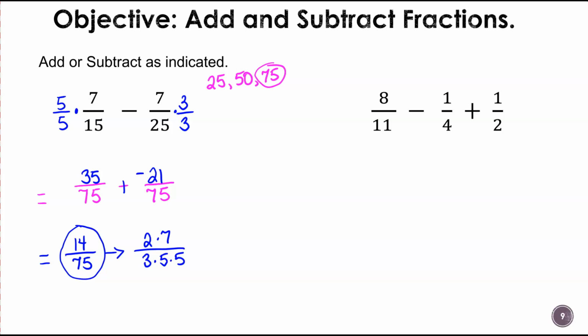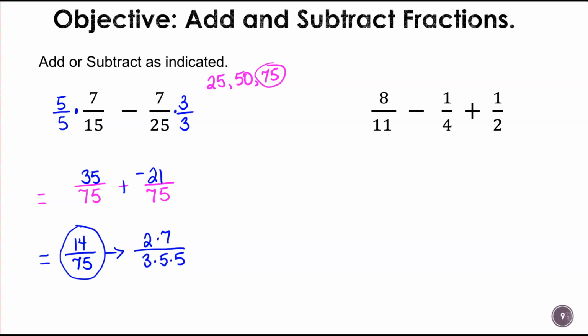All right, here's our last one. Now on this one, we can kind of take a little bit of a shortcut with the 4 and the 2. We know that 2 goes into 4. So basically, we can find a common denominator based on the 11 and the 4 because we know that 2 is going to work, right? It's going to be an even number. 2 goes into whatever that's going to be.